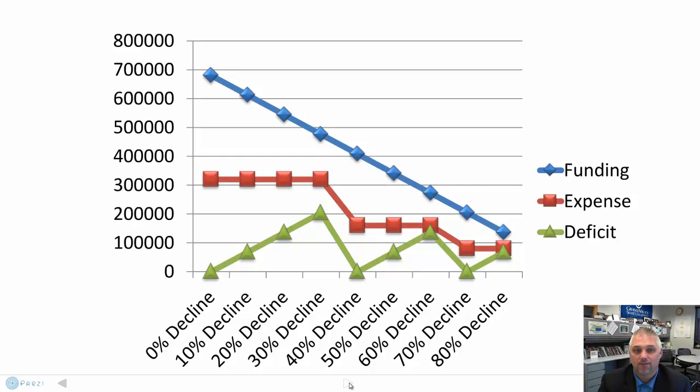So if you have any questions, feel free to ask. I'd love to be able to converse with you about the impact of declining enrollment. This is just a fiscal approach. But as you know, as the funding reduces and the expenses remain the same and your deficit increases as a result, other programs suffer. Supports to kids suffer. So there has to be a different way.